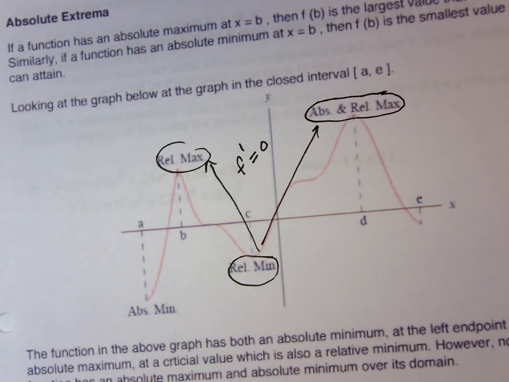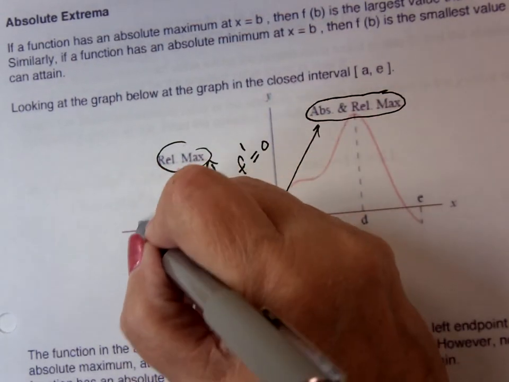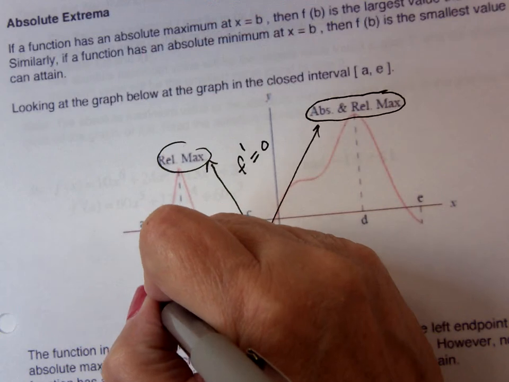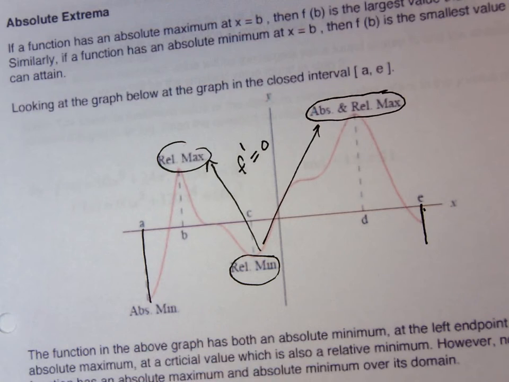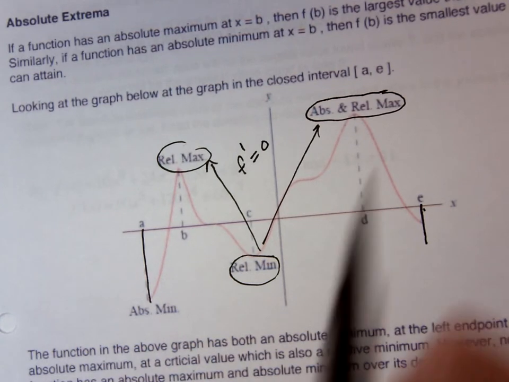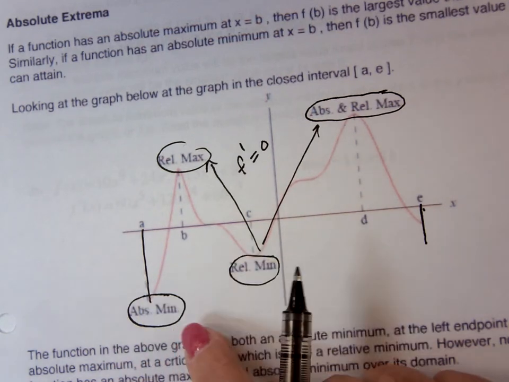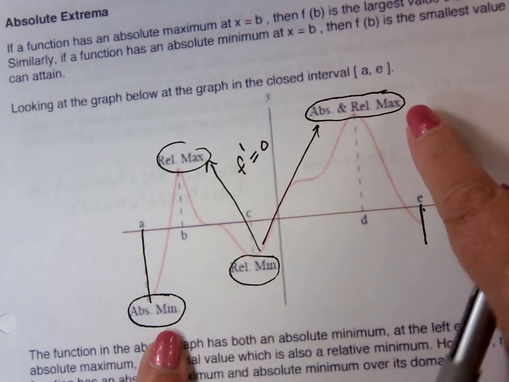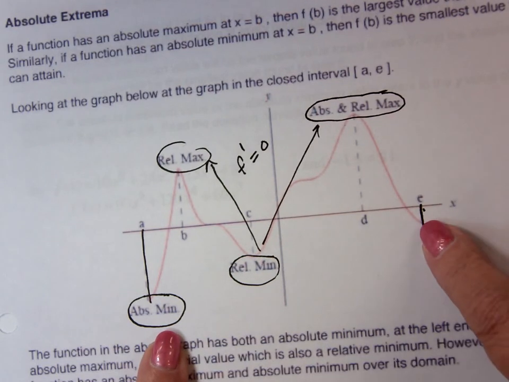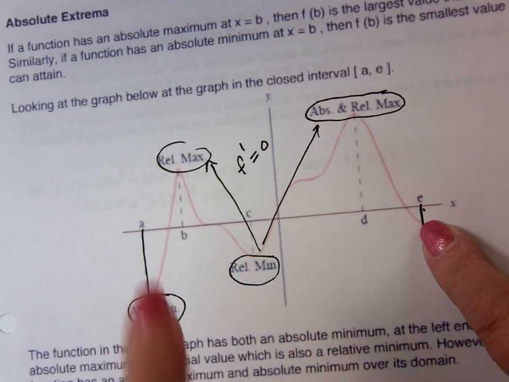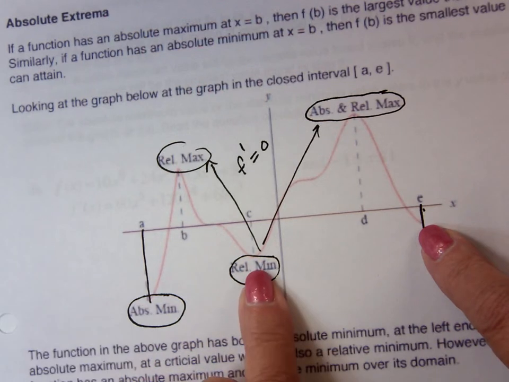What makes the difference? If I'm looking at the region, then it says if I'm only going between A and E, that's my restriction. The absolute can happen either at the end of my region, like this guy, or within the region, like this one. Here the end, well, this is small, but it's not as small as this end, and it's not as small as this relative min.